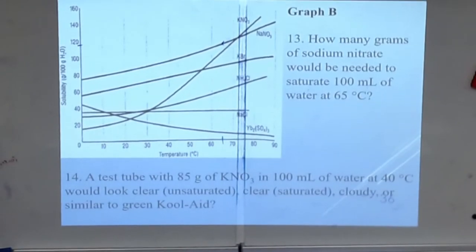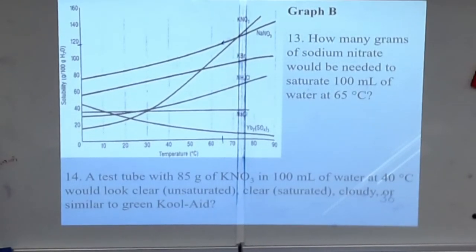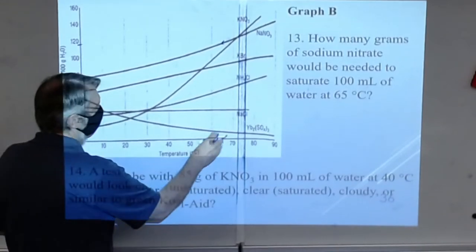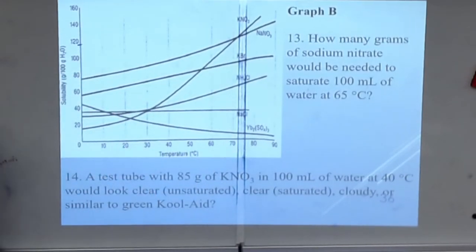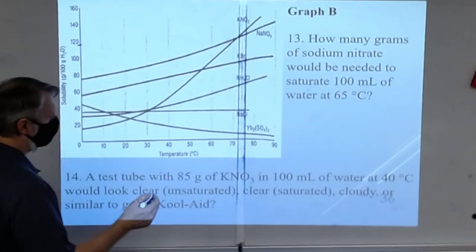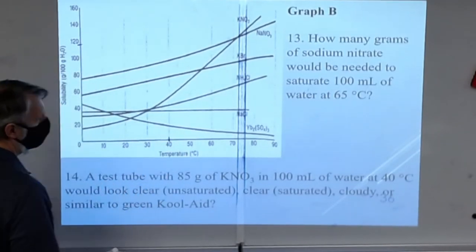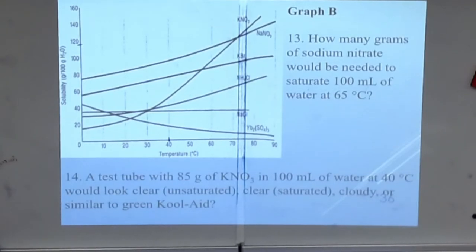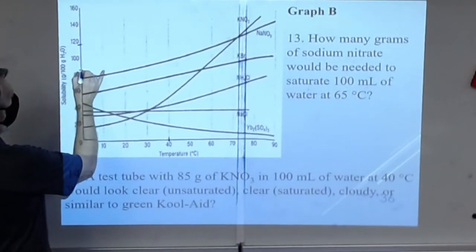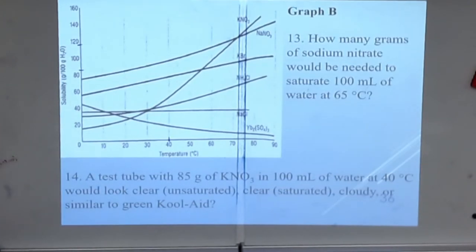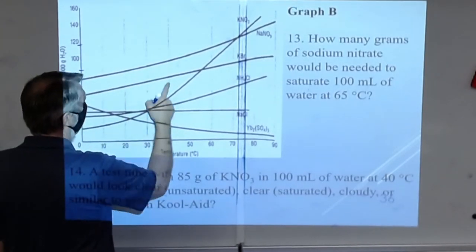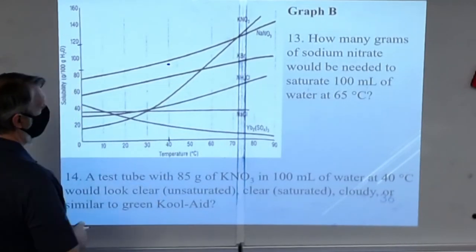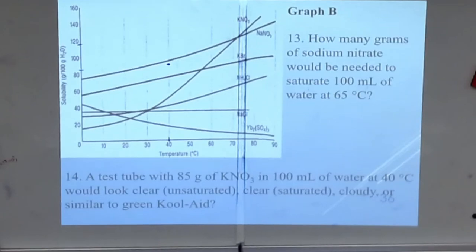Okay. A test tube with 85 grams of potassium nitrate in 100 milliliters of water at 40 degrees would look clear, unsaturated, clear, saturated, or similar to green Kool-Aid. All right, so let's do 40 degrees. All right. I got 85 grams, so somewhere in here. And I'm looking at potassium nitrate. So I'm going to put a little dot. I've got 85 grams in 100 milliliters of water at 40 degrees.